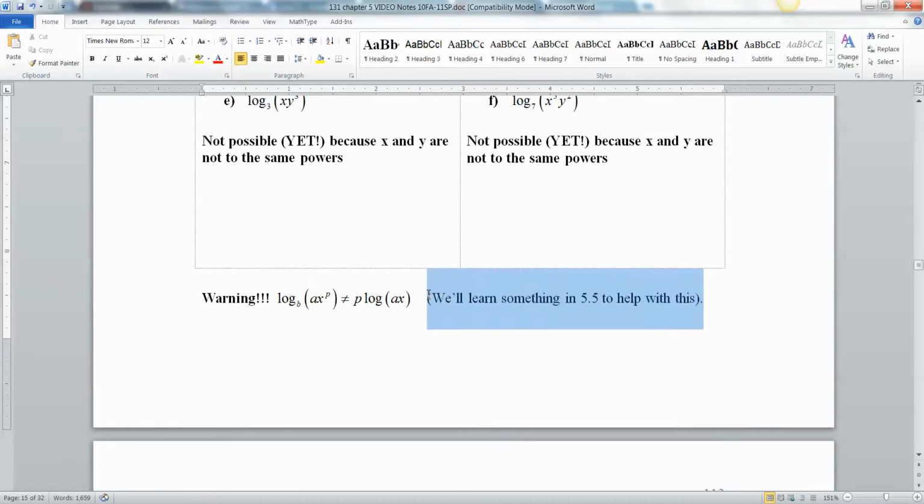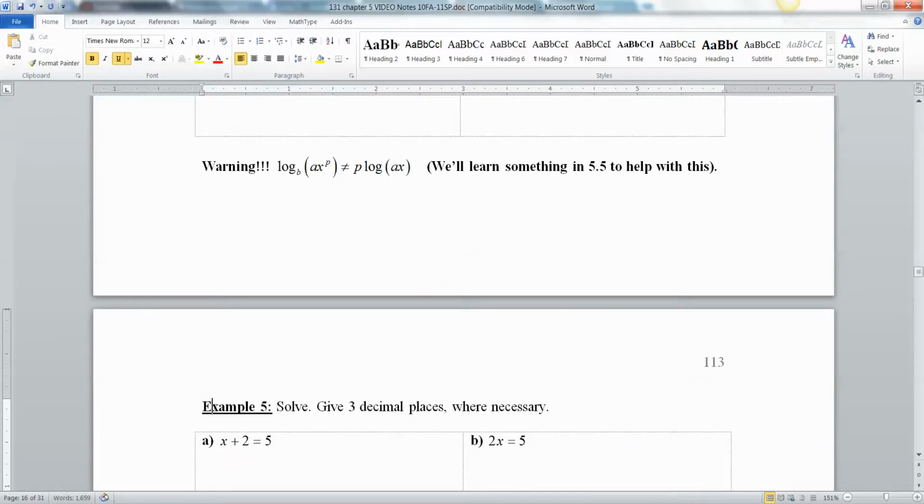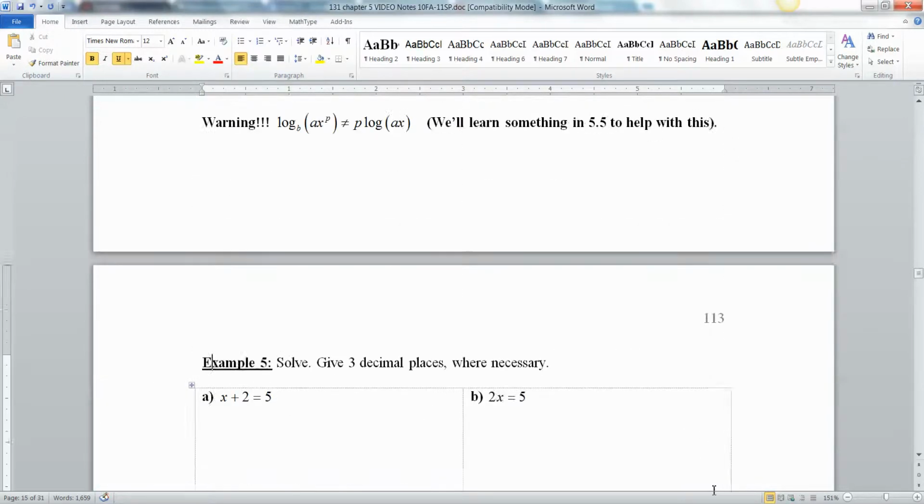We'll deal with that later in 5.5. And let's stop right here because the next example all ties together, and I don't think I'll have enough time in a few minutes to do it. So let's pause right there, and we'll pick back up for the next page.